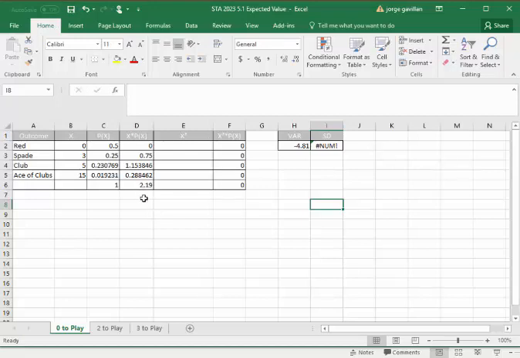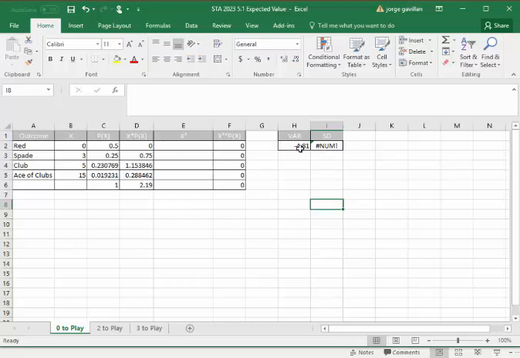So what does that tell me? In the context of the game, since I'm not paying anything to play, if I were to play this game randomly, I'm expected to win $2.19. That doesn't mean I'm always going to win $2.19, but I can't lose any money. So therefore, it would be a good game for me to play.